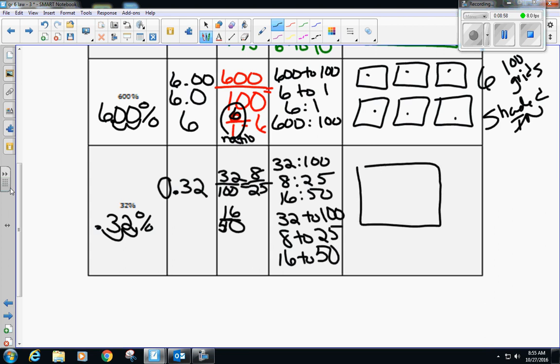And how many squares are shaded in my 100 grid, Riley? 32. 1 100 grid with 32 squares. Okay? So basically, you should be able to take a chart like this, and I should be able to put one piece of information in a row, and you should be able to fill the rest of it out. If I give you a picture, you should be able to do the percent, the fraction, the ratio, everything.